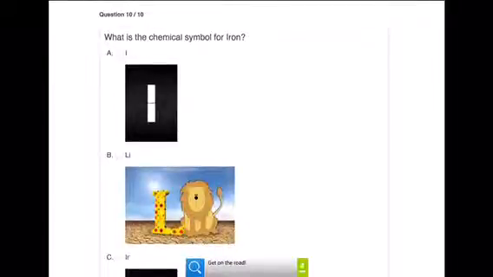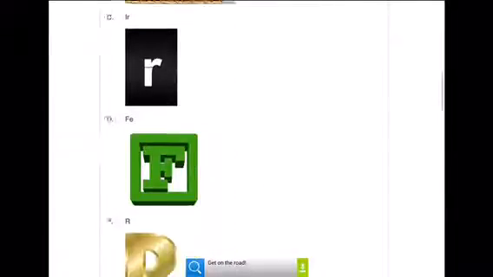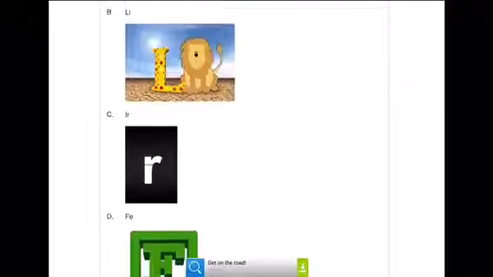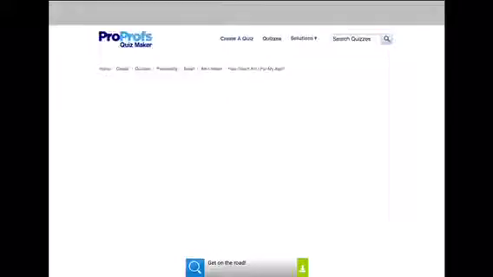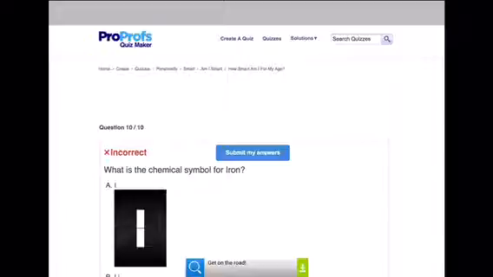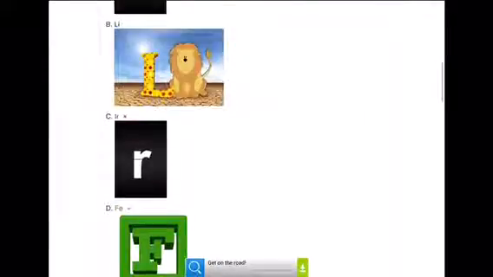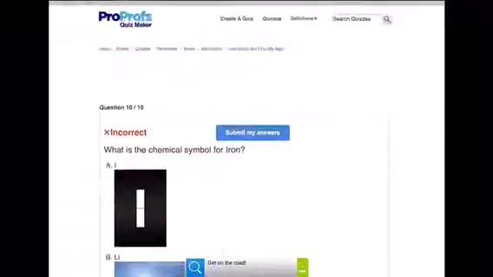Chemical symbol for... Oh, God, no. Don't even... This has got to be it. How is that incorrect? Ah! I'm terrible at this.